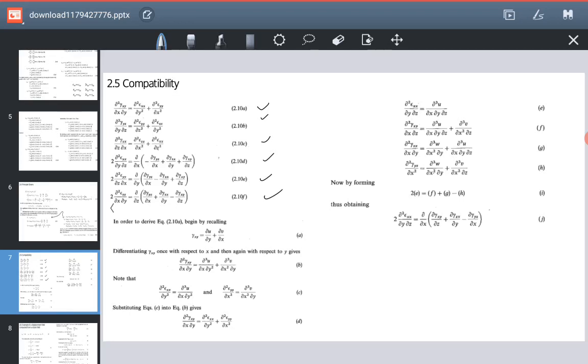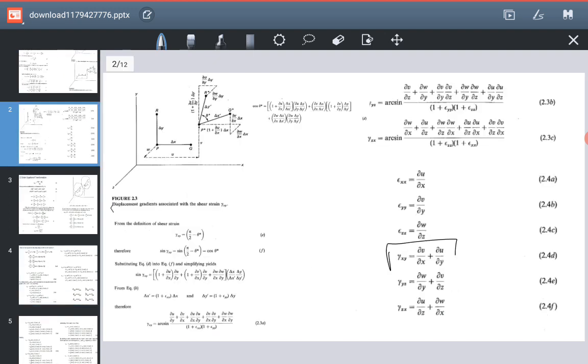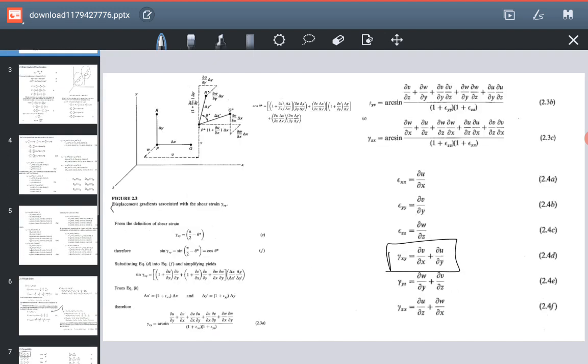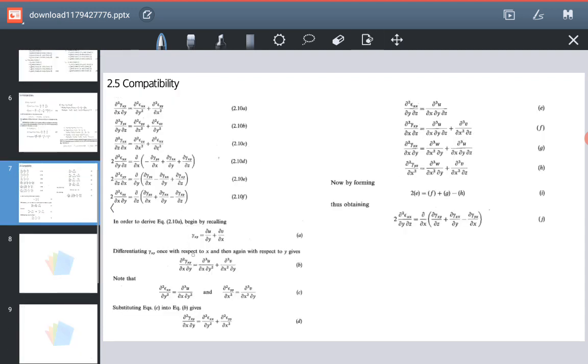So we arrive at these equations. In order to derive equation 2.a, we have considered this equation and we are going to derive it. So we considered equation 2.4, and by considering equation 2.4, first we differentiate with respect to x and then we differentiate it with respect to y.